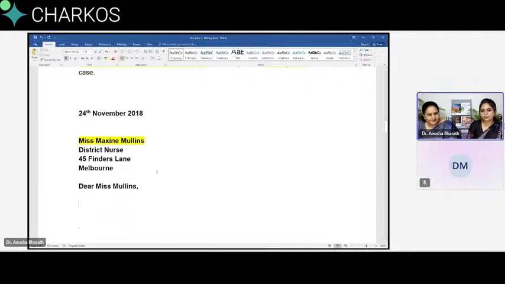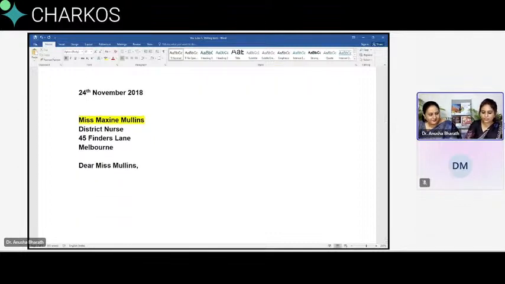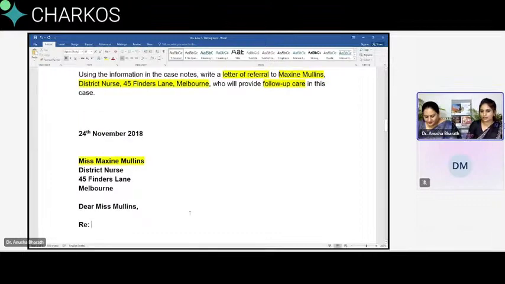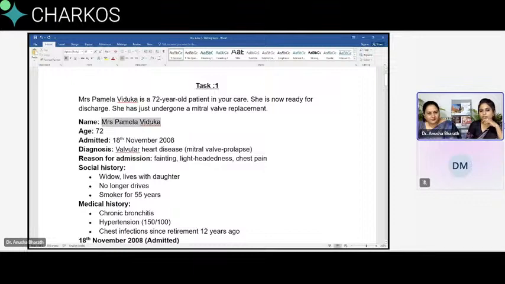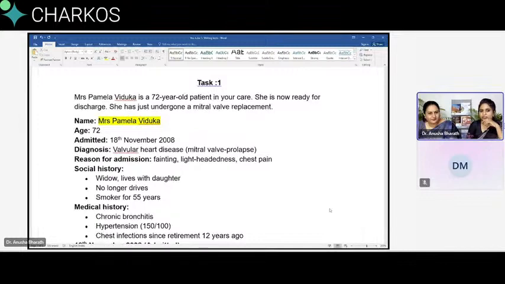You'll be entering the patient's details. The patient details would be RE, regarding, place a colon, space. Okay, I hope you're able to follow this. The patient is, as you already saw earlier, Mrs. Pamela Viduka, clearly stated. So when the name title Mrs. is given, her full name is Pamela Viduka. We are writing the same thing. The age is also stated as 72 years.